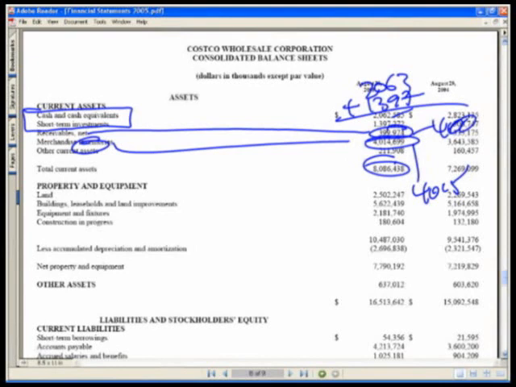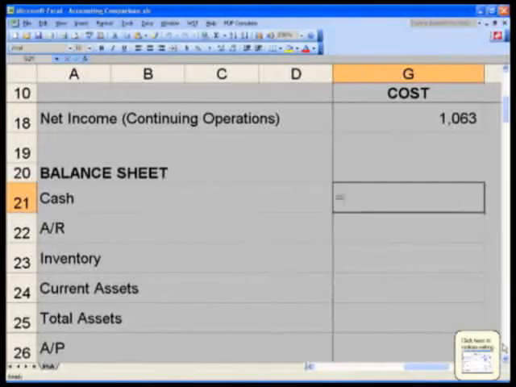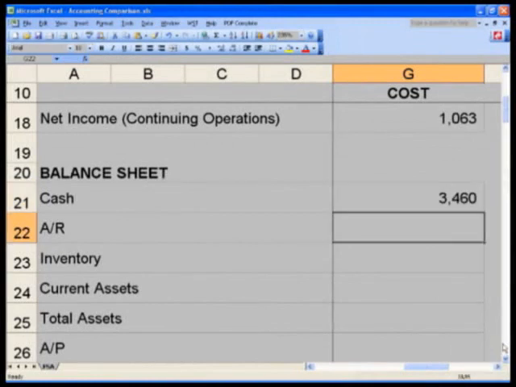Inventories, that's 4,015. 4,015, please, because we are going to round to the nearest million. Take a look at current assets. 8,086 is sufficient. And our total assets will be, where is our total assets? 16,513. You will round that to 16,514. So on the cash and equivalents, let's see if we can remember this.